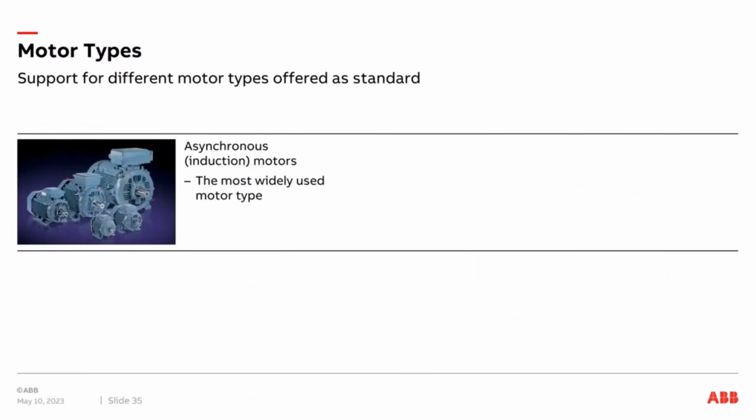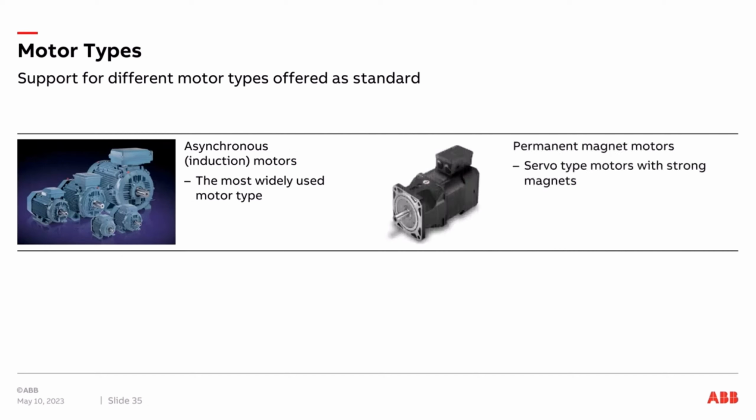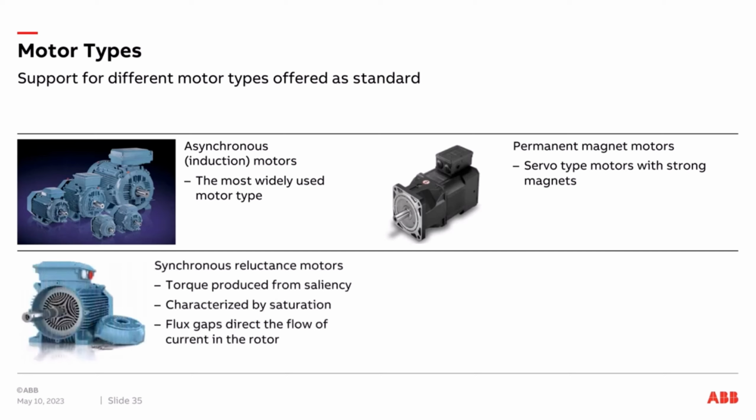Let's look at the different types of motors we support. An asynchronous motor is an induction motor. It's the most widely used motor type. Permanent magnet motors are servo-type motors with strong built-in magnets. In a synchronous reluctance motor, torque is produced through something called saliency. It's characterized by saturation. The flux gaps direct the flow of flux in the rotor. So by having these open gaps in the rotor that are air, the flux causes rotation.